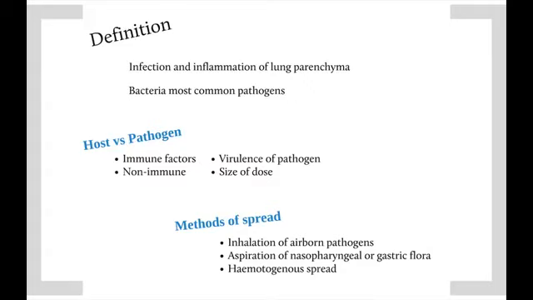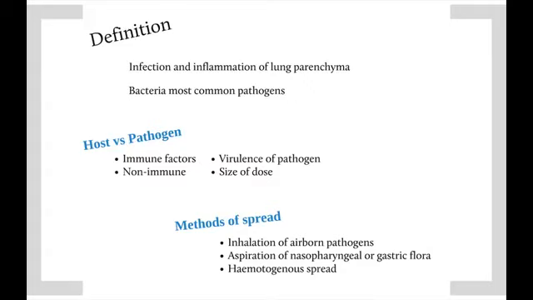Also, it's related to the pathogen. If you've got a very virulent pathogen, then that's going to produce a pneumonia in someone who may be immunocompetent. And also the size of the dose. If one bacterium comes in, it's unlikely to cause a pneumonia, whereas if you're sat next to someone all day with a virus, then you're more likely to pick up that virus. And again, we'll see that with TB. The biggest risk factor for TB transmission is how long you spent with someone who's smear positive.